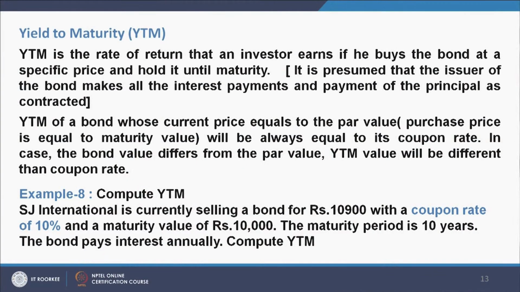To show how to calculate YTM, let us take an example, which is example number 8, to compute YTM. SJ International is currently selling a bond for rupees 1900 with a coupon rate of 10% and a maturity value of 10,000. The maturity period is 10 years. The bond pays interest annually. Compute YTM.